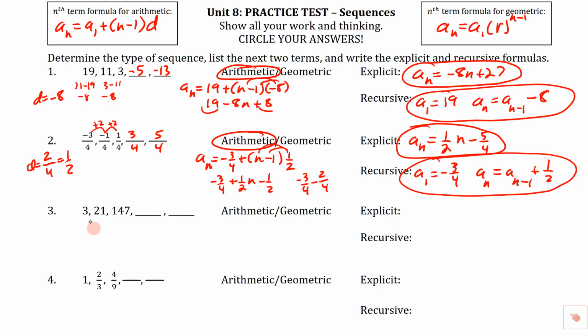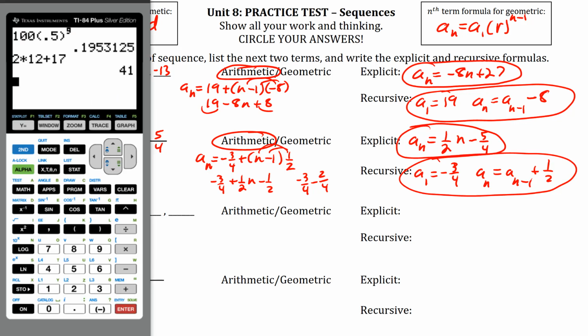Let's take a look at this one. We've got a 3, then we've got a 21, and then a 147. Well, you can tell this is not going to be a common difference. This is not going to be arithmetic, because to go from 3 to 21, if you just added, you'd add 18, and then we've got to add a lot more than 18. Let's see what 21 divided by 3 is. That's a 7, so we times by 7 there.